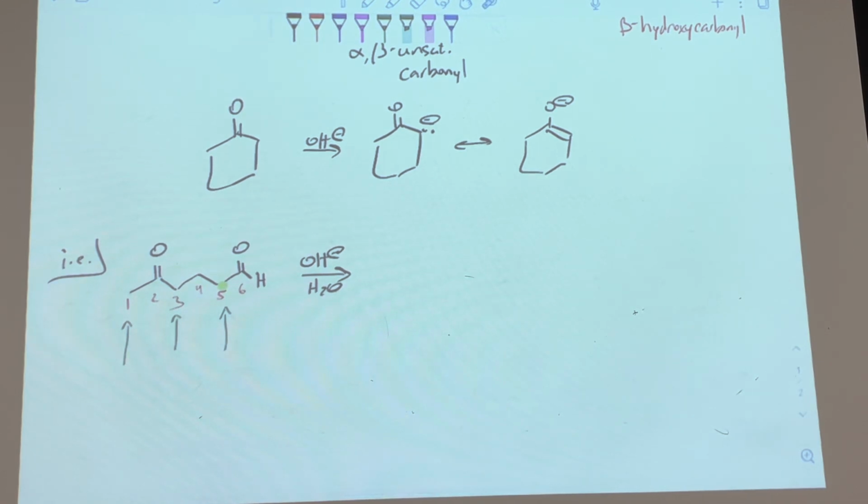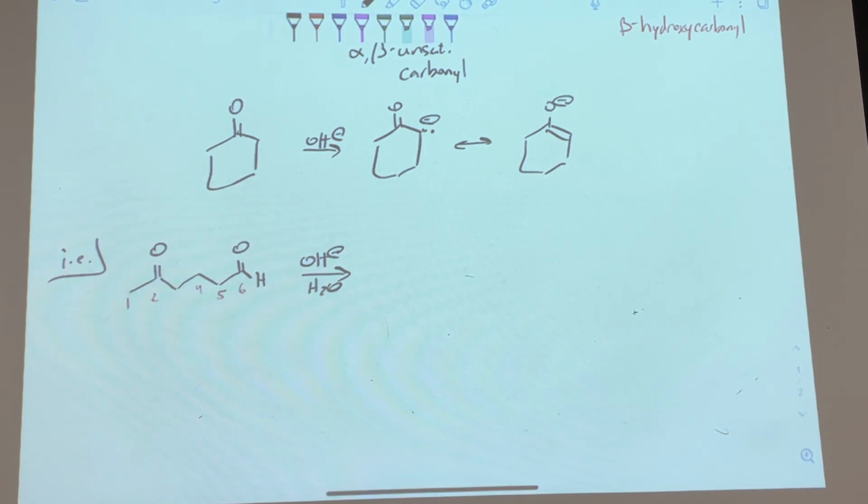If C5 were to enolize, it would wrap around and attack the other carbonyl, which would give you a 1, 2, 3, that would give you a 4-membered ring. That's not gonna happen. So that's not an option. If C3 were to enolize, it would wrap around and attack the aldehyde, giving you a 1, 2, 3, another 4-membered ring. That's not gonna happen. So if C1 were to enolize, that would wrap around and attack the aldehyde, giving you a 1, 2, 3, 4, 5, 6-membered ring. You've got a winner.